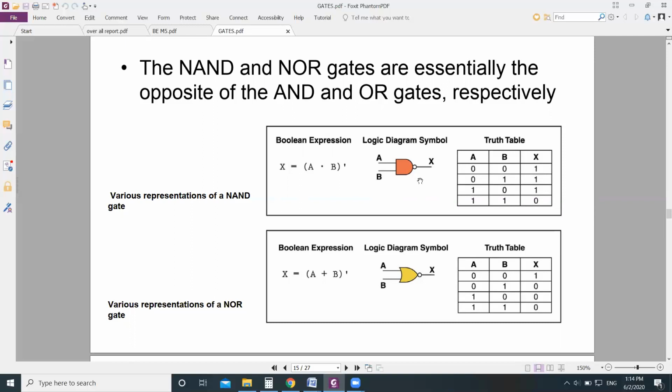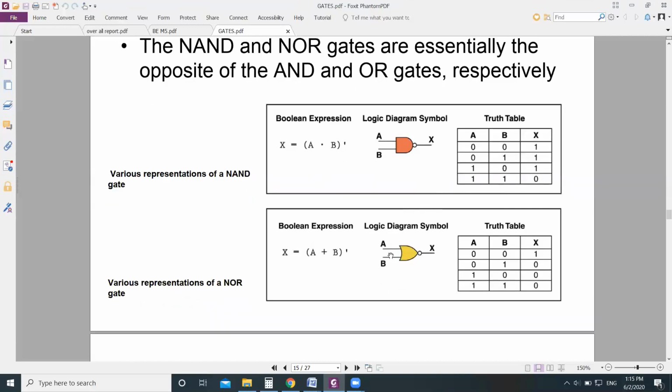In the AND gate, we have seen that only when both the inputs are 1, the output was 1, right? For other combinations, the output was 0. So just see over here, when both the inputs are 1, then the output is 0. For other cases, it is 1. So whatever the AND gate does, the reverse of that is a NAND gate. I repeat, in the AND gate, when 1, 1 was the input, the output was 1. For other cases, the output was 0. Here in this NAND gate, when both the inputs are 1, then the output is 0. For other cases, it is 1. So it is the reverse of an AND gate.